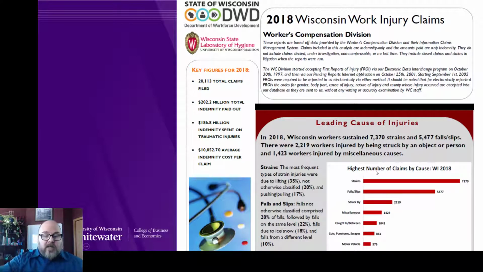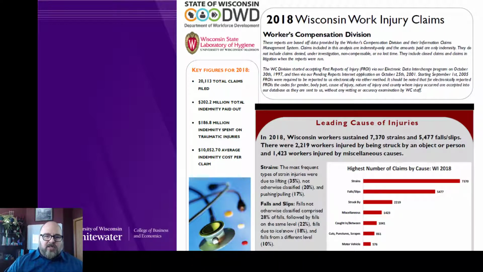They also, because DWD collects all of the paperwork for work comp, they know how much things cost. And so annually they publish this. This is 2018, so this is a few years old because it takes time to process. It takes time for claims to close. Sometimes it takes several years. And so they wait in order to get that information.